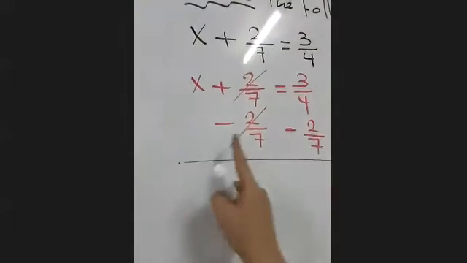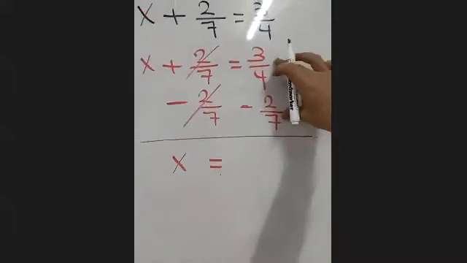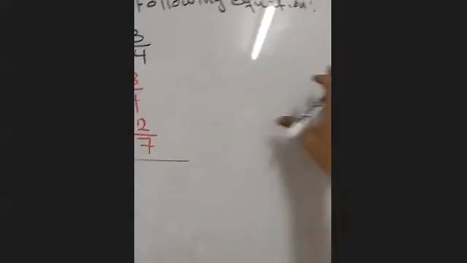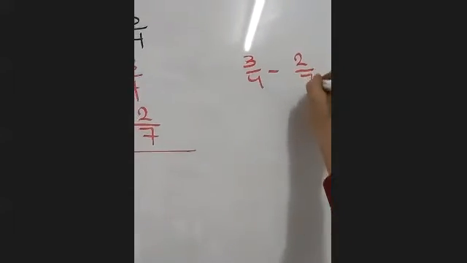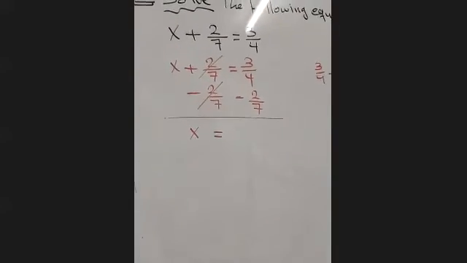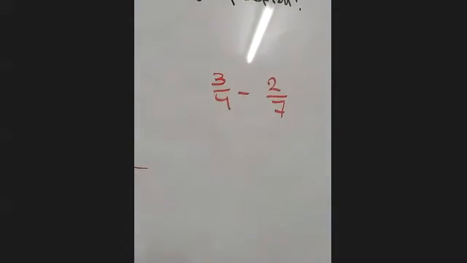What is still here? X. And the equal comes down. And here we have 3/4 minus 2/7. Go aside and do them. 3/4 minus 2/7. Don't do them here, do them in an extra space. How do we do subtraction of fractions? We did that before.